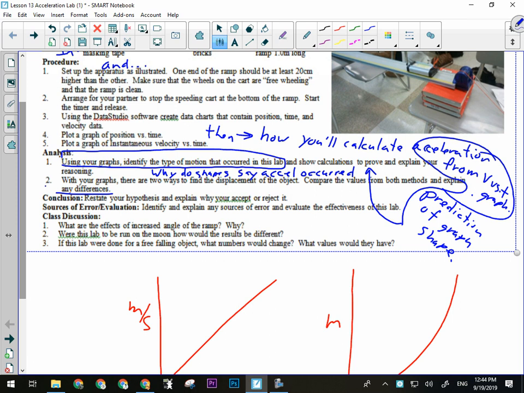The key to this is that you have to use an equal amount of time data from both graphs. So when you're calculating the displacement, if you're using a position time graph and you're going to time like 1.1 seconds, you've got to go to 1.1 seconds using the velocity time graph as well. If you use a different amount of time, it's not a fair comparison.